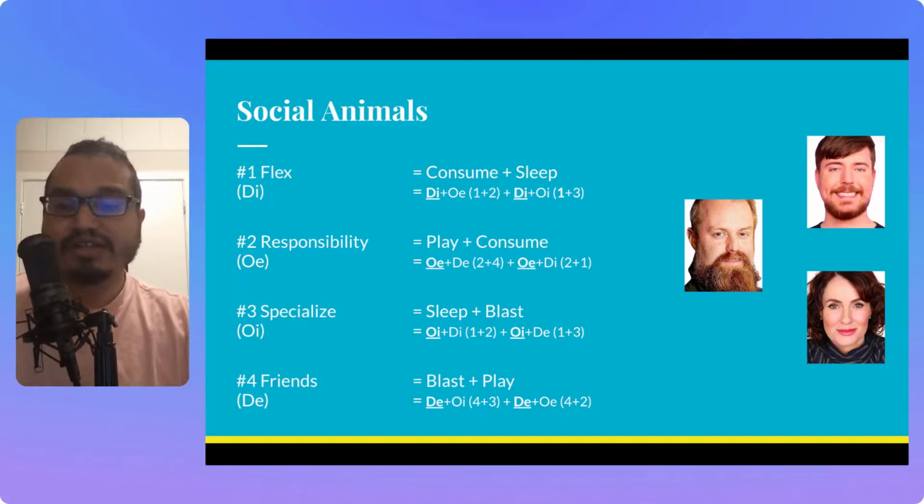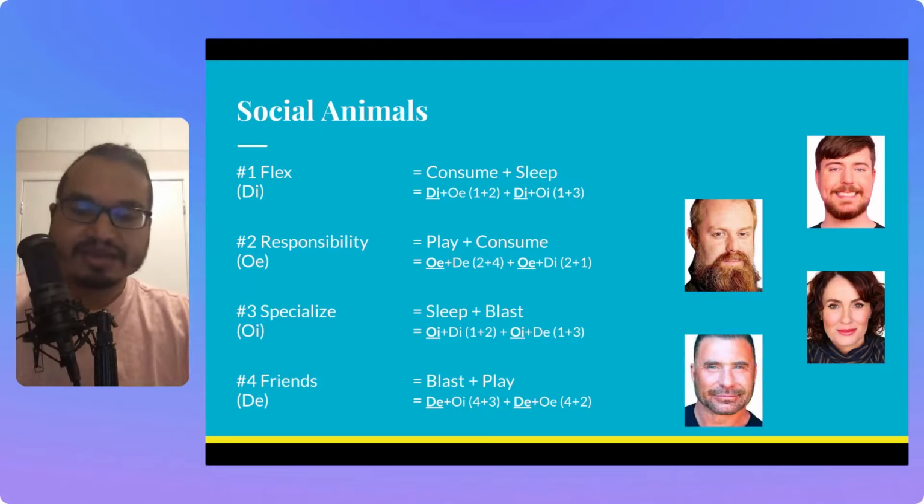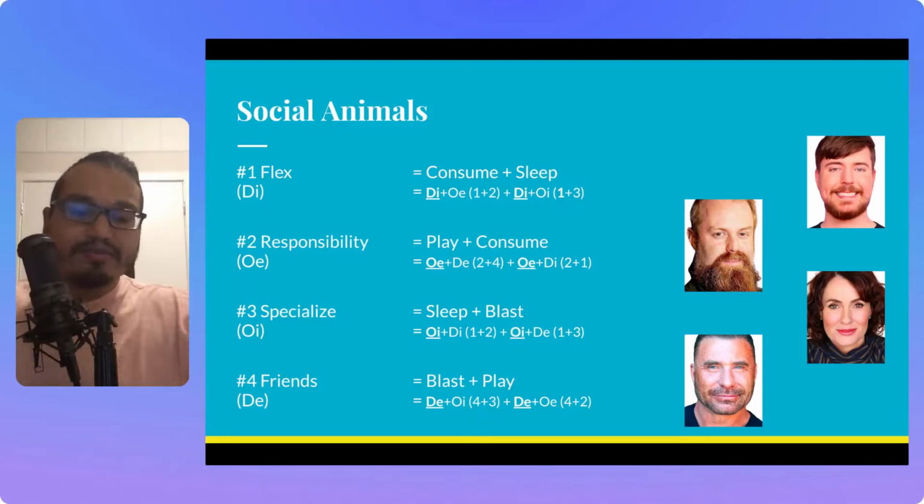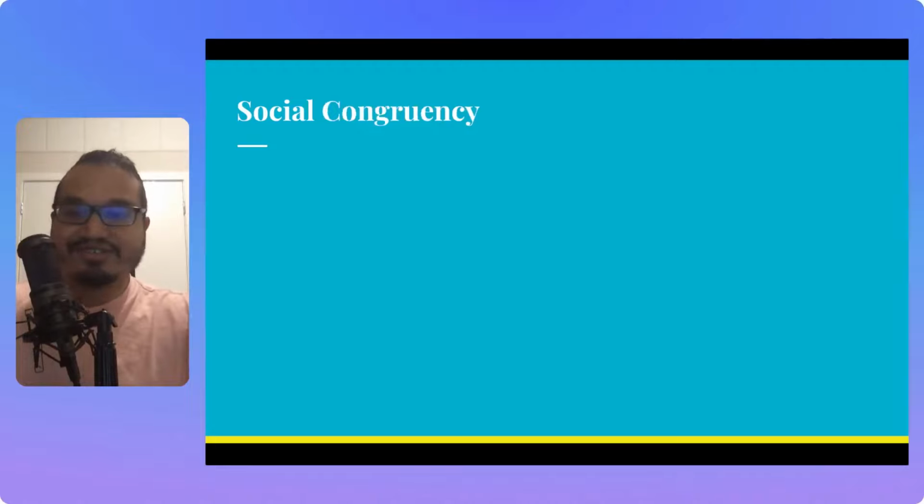So she's a specializer. And finally, we have a number 4 here with Ed Milet, whose OPS type is blast play, and his social needs kind of align with the blast play. So we'll be looking into more examples later on. But yeah, that's the social animals. It's good to see people lining up. You're not always going to line up, and that's exactly why we're going to talk about social congruency.